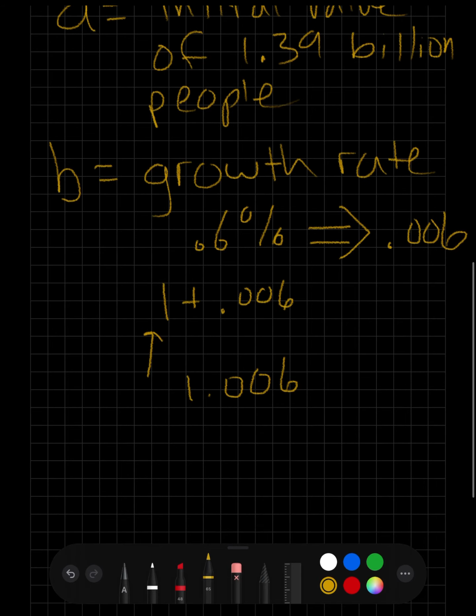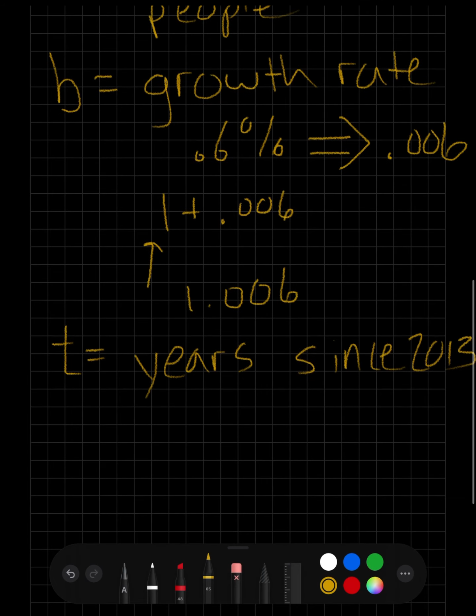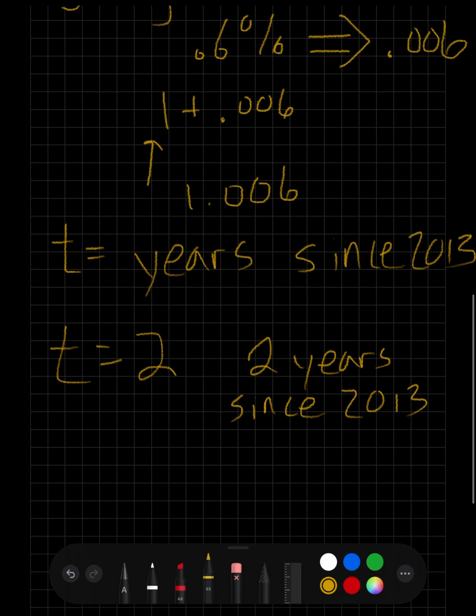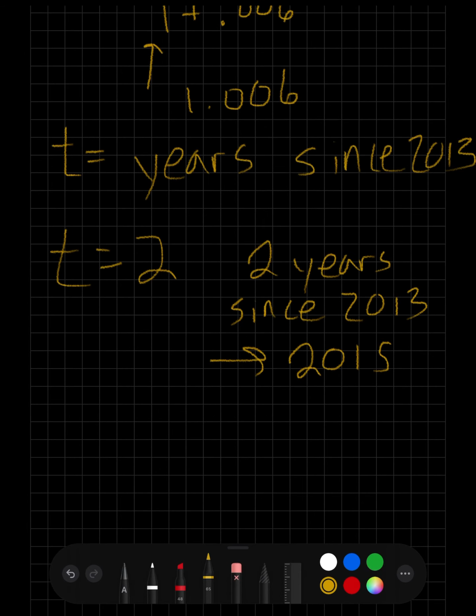And then T, the value they give us for T, is years since 2013. So don't get tricked here. If I tell you T is equal to 2, that means 2 years since 2013, which is the year 2015. And then the problem is asking us to find the population size in 2031. So we want to find out, in 2031, what is the population size?